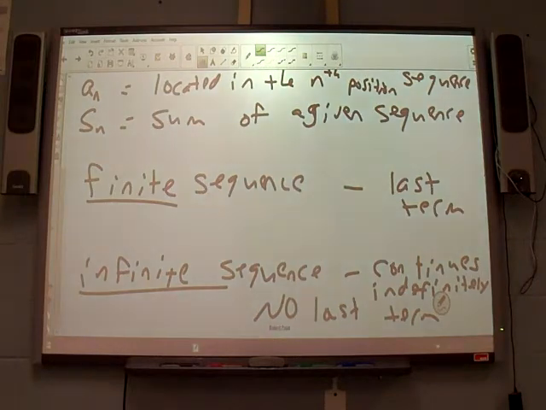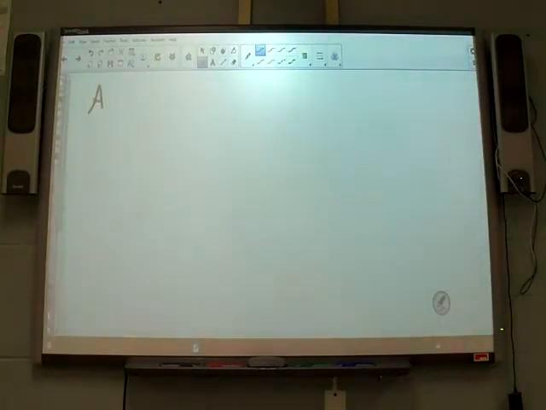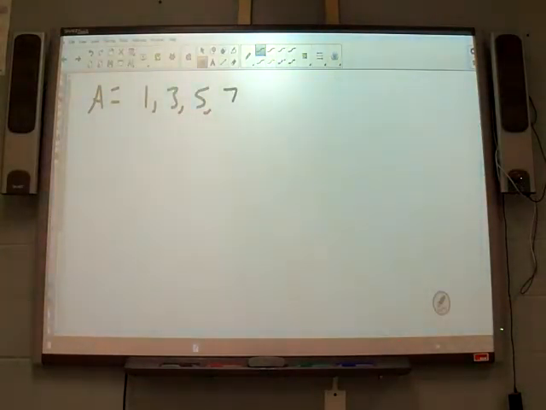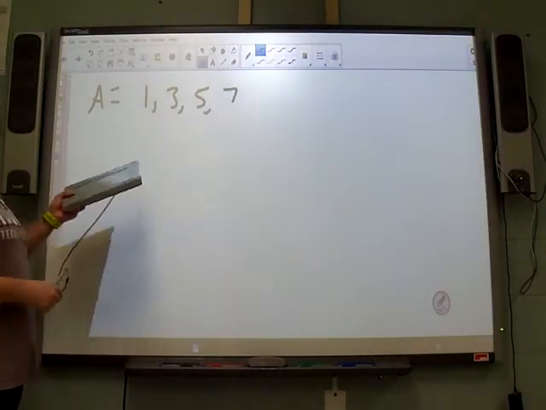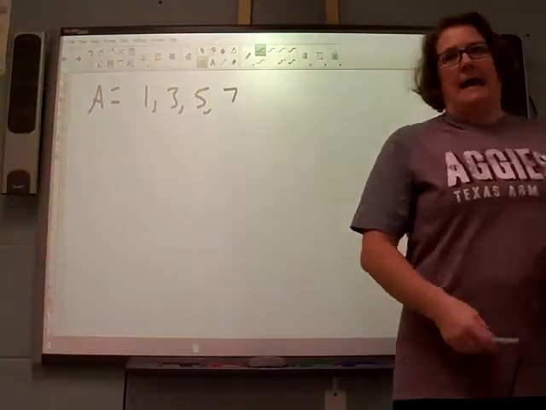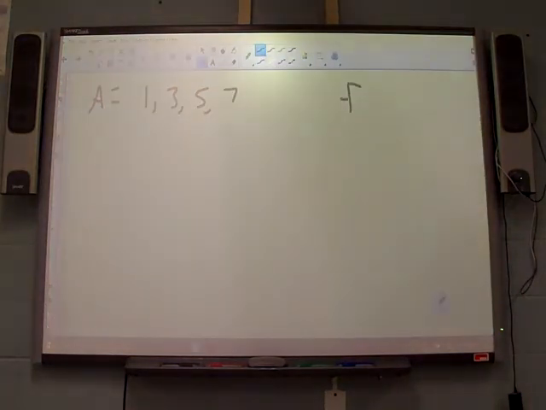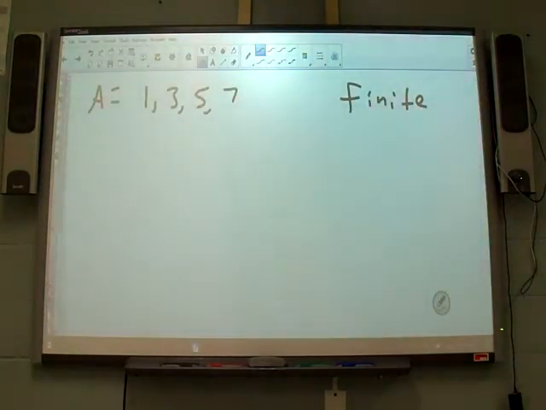Alright, so let me give you some examples now of both finite sequences and infinite sequences, so we can see what some of this means. Here I'm going to use A because on a previous page we said A refers to a sequence. So I've got a sequence that has 1, 3, 5, and 7 in it. If that's all I give you, is that a finite sequence or an infinite sequence? Your answer would be finite, because you can tell me the last term here is 7. So this is an example of a finite sequence because its last term is 7.